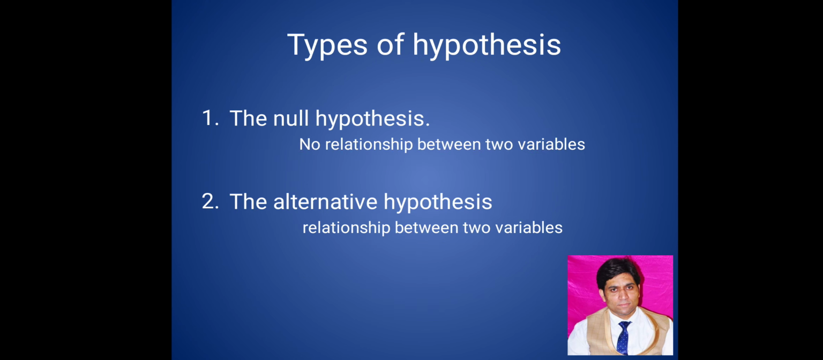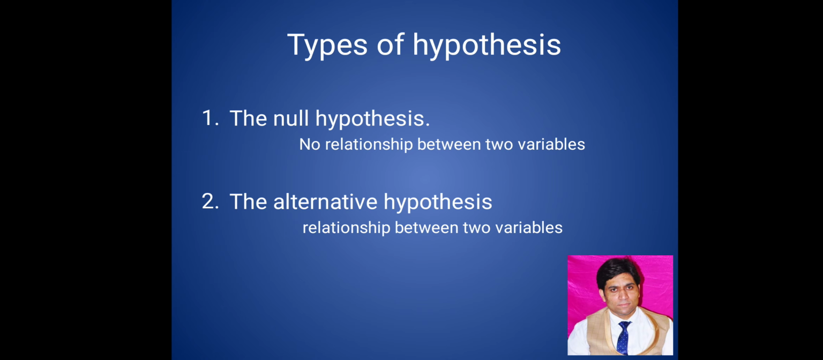There are two ways to frame a hypothesis. In research, you can frame or write a hypothesis in two forms. Number one, the null hypothesis, and number two, the alternative hypothesis. The null hypothesis is a negative statement to support the researcher's finding that there is no relationship between the two variables. The alternative hypothesis states that there is a relationship between the two variables, that is, the independent variable and the dependent variable.